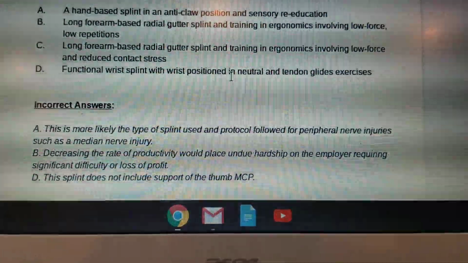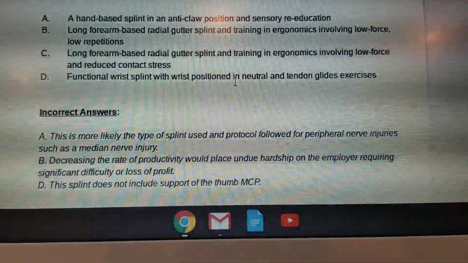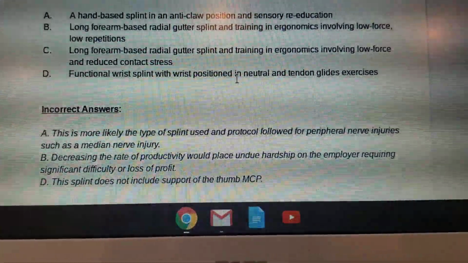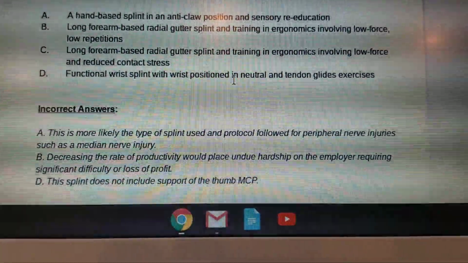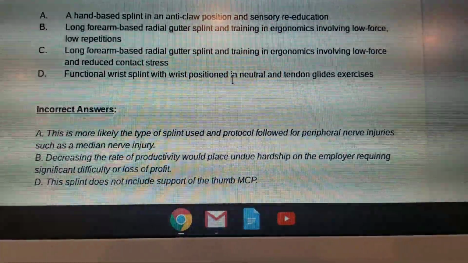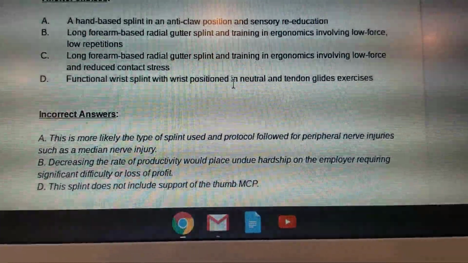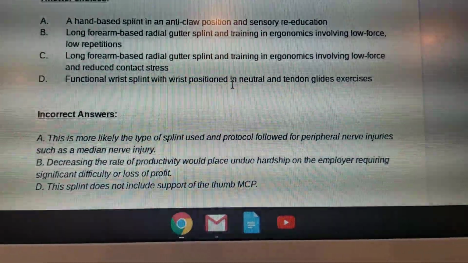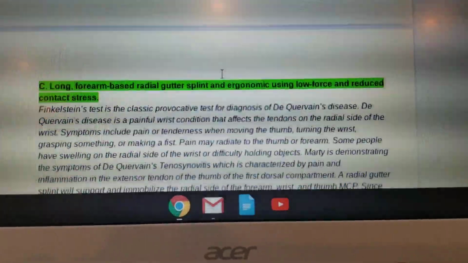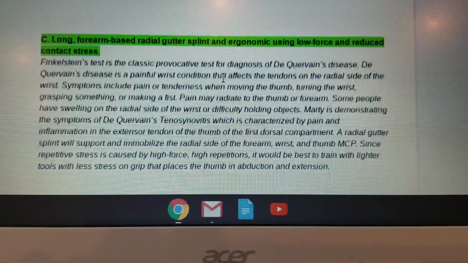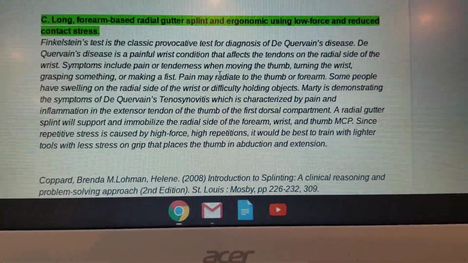Well, we know A is incorrect because this is more likely the type of splint used and protocol followed for peripheral nerve injuries, such as a median nerve injury. B is incorrect because decreasing the rate of productivity would place undue hardship on the employer, requiring significant difficulty or loss of profit. D is incorrect because this splint does not include support of the thumb MCP. So the correct answer is C, long forearm-based radial gutter splint and ergonomic low force and reduced contact stress.